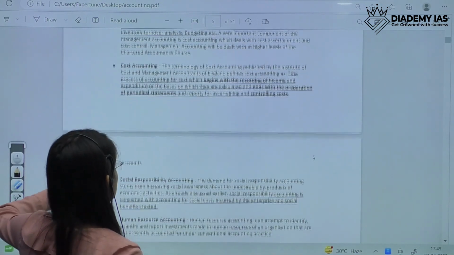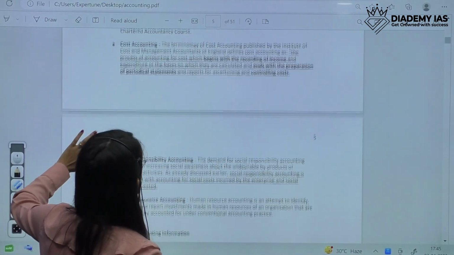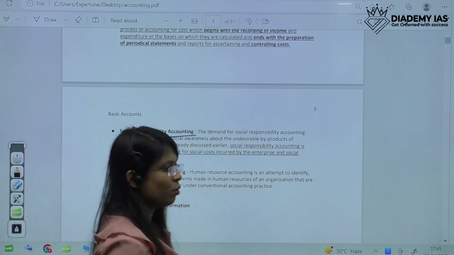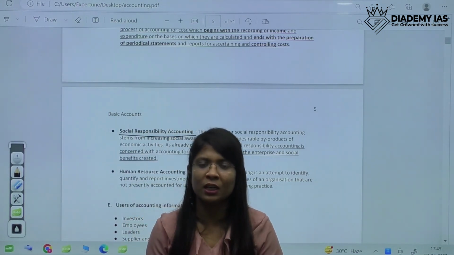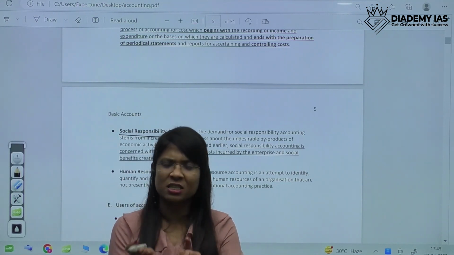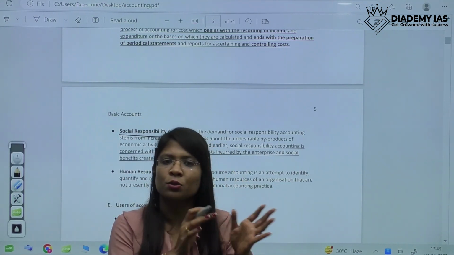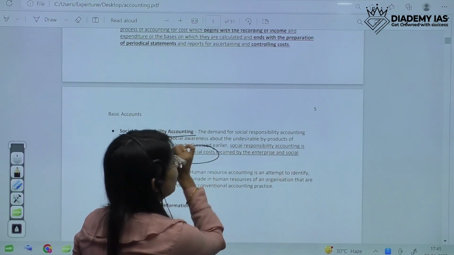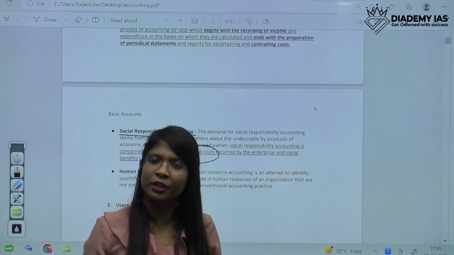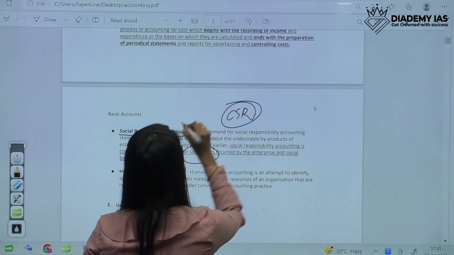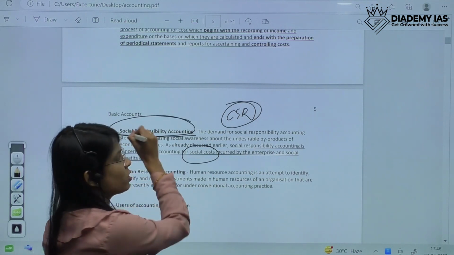There are two more types of accounting. One is social responsibility accounting. This is a very big topic these days. You must all have heard about CSR, corporate social responsibility. That is the term generally included in this. We have to see our social costs and the social revenues which we earn. So generally the accounting of CSR comes under social responsibility accounting.